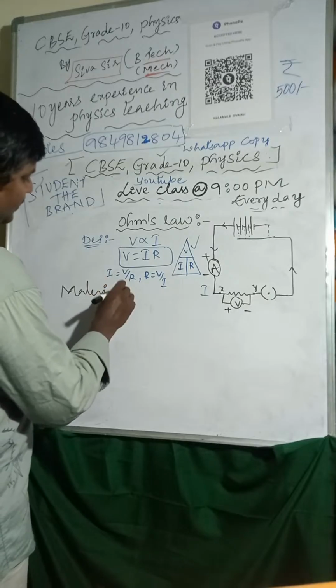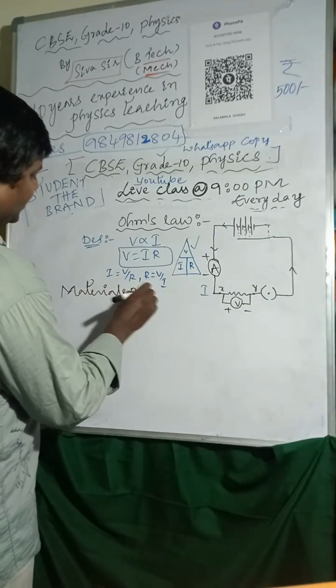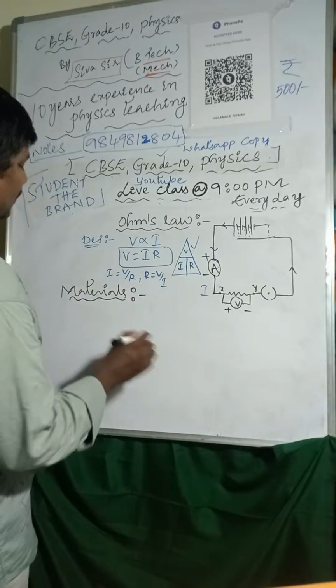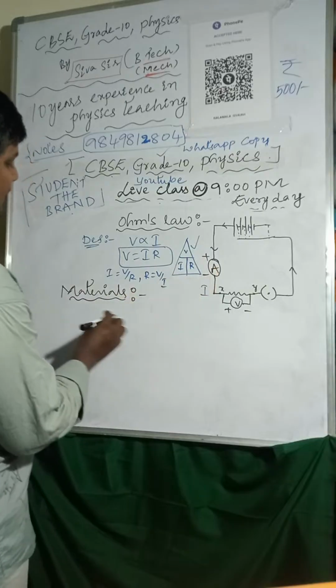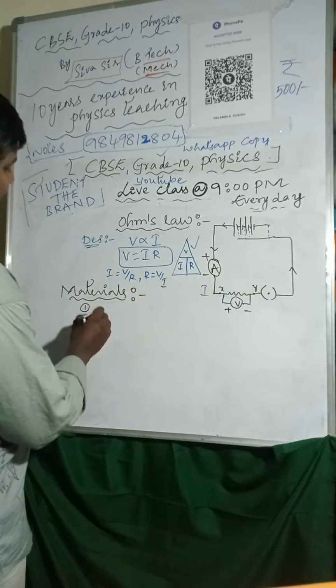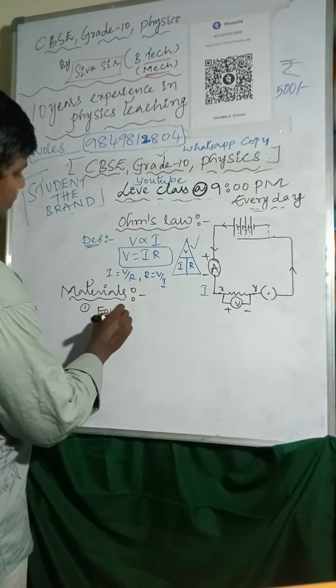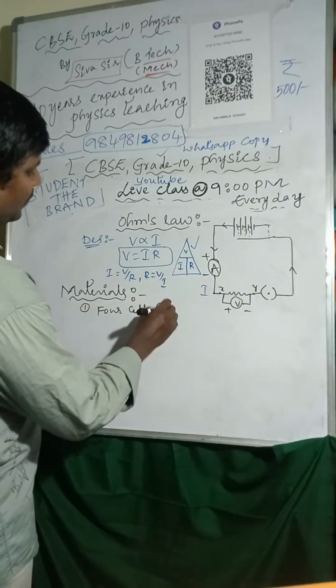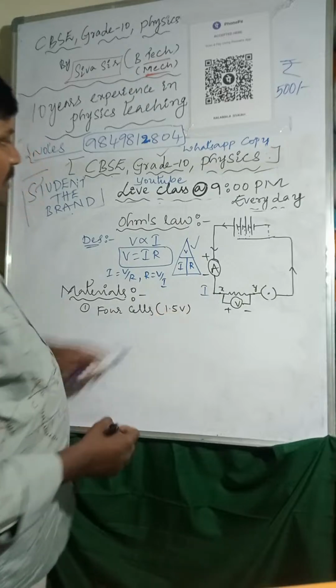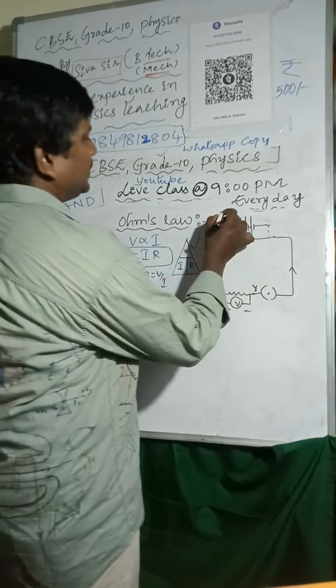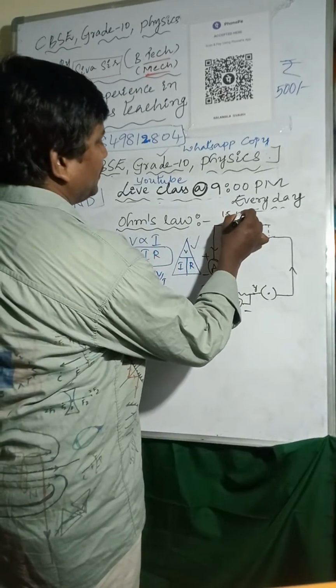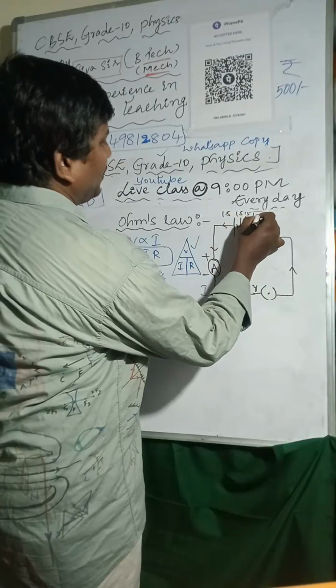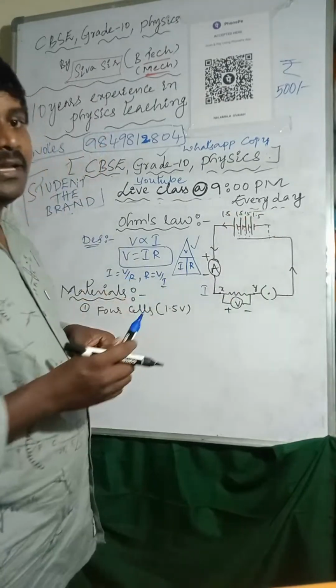Materials required. What are the materials required first? So here, first one we are considering: 4 cells of 1.5 volts each. So I am taking 1.5 volts, 1.5, like that 4 cells.